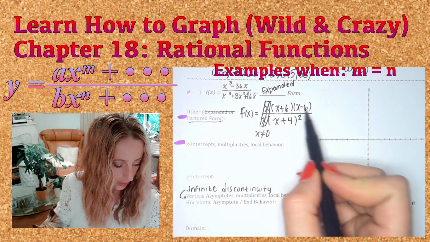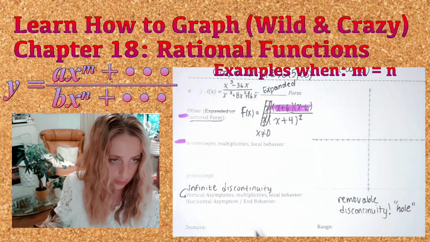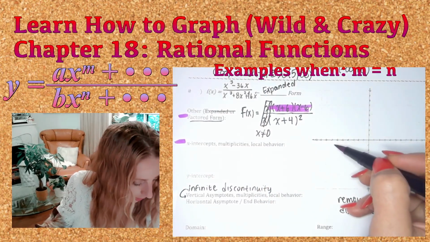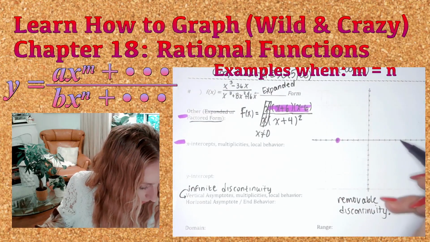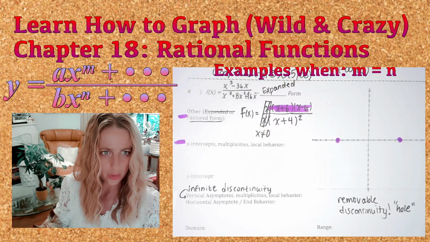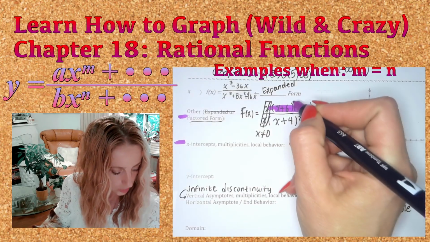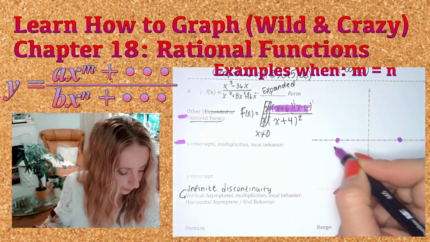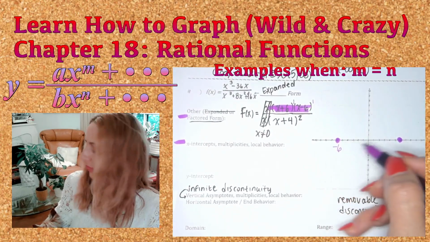Okay, x-intercepts. So I have two of them. Where are they? They are at -6 and 6. That's where they are. I'm going to label them, and they're both to the first power, so that means they're going to behave like linear. So -6.